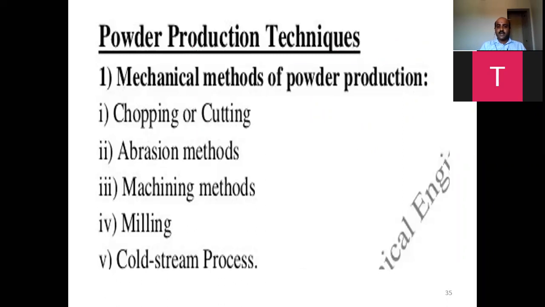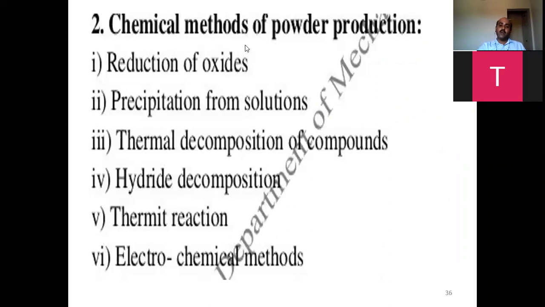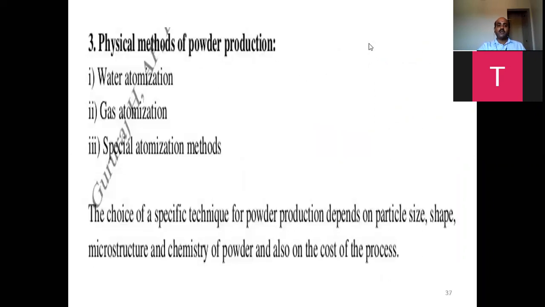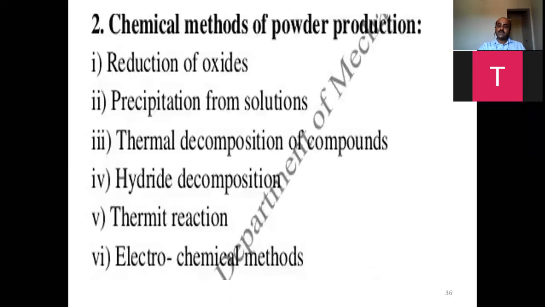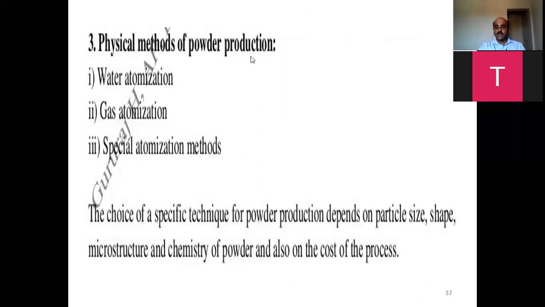The powder production techniques we basically categorize into three headings. One is the mechanical method of powder production. Second, chemical methods of powder production. And third, physical methods of powder production. So these are the three different methods we are discussing here. Of course, they are specified in the syllabus. So we need to discuss three different methods: mechanical, chemical, and physical. Okay. Let us look at them one by one.